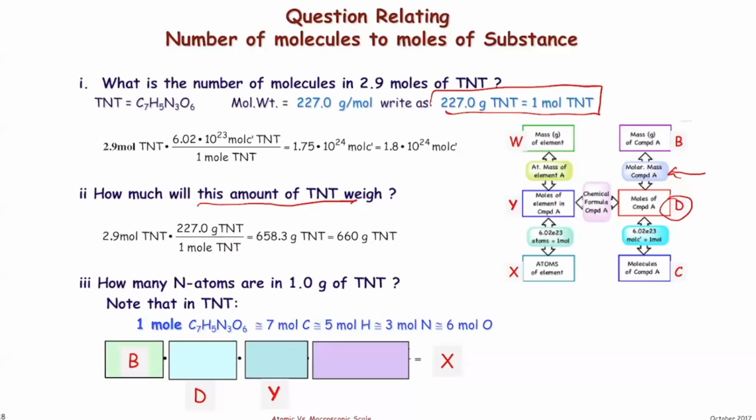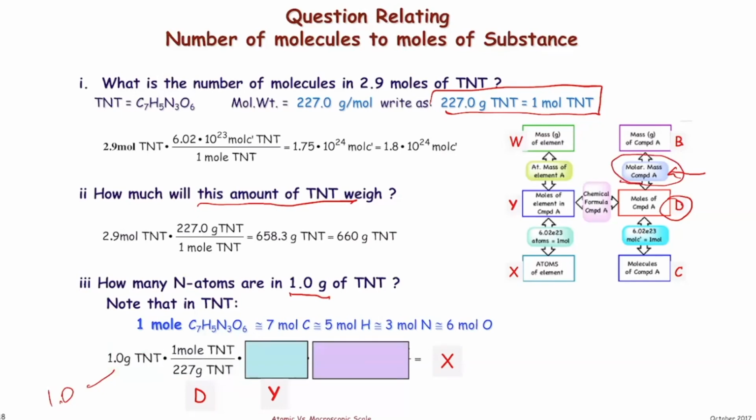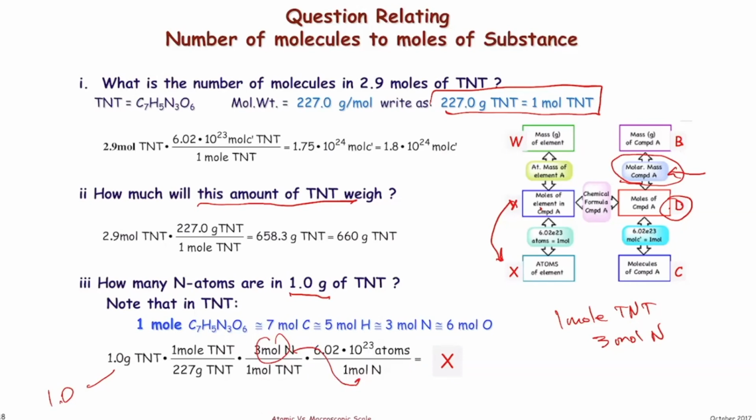The last one is 1 gram of TNT. So we're going to start out with 1 gram here. We're going to go from B to D. That's going to use the molar mass of TNT. D to Y, we're going to say that for every 1 mole of TNT, there are 3 moles of nitrogen. That's the conversion factor where you use the formula right there. And then finally, we're going to use Avogadro's number. We're going to put moles of nitrogen down there and 6.02 times 10 to the 23rd on top. And then we just do the math.